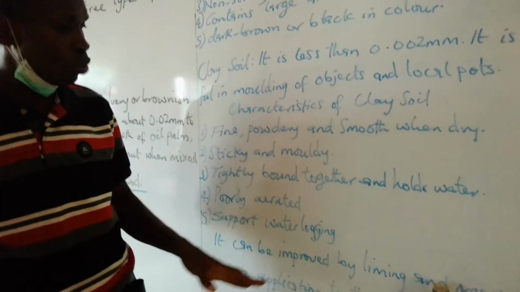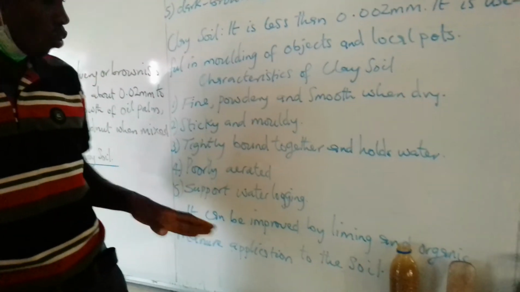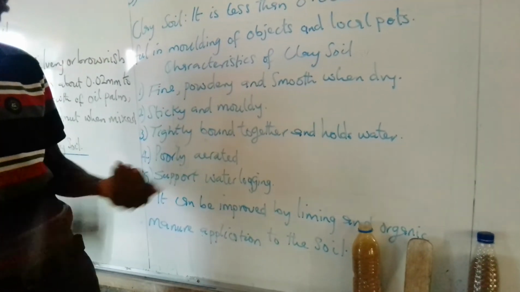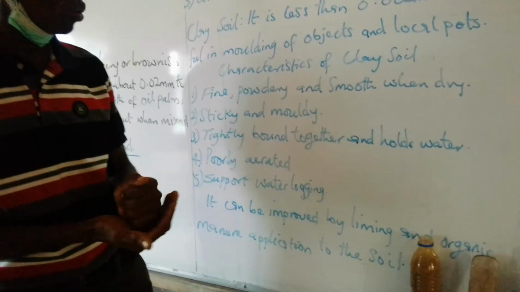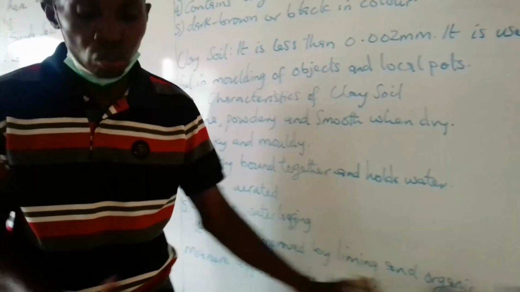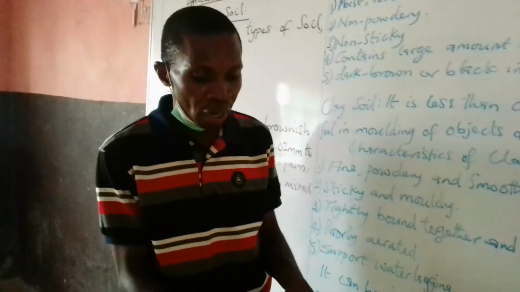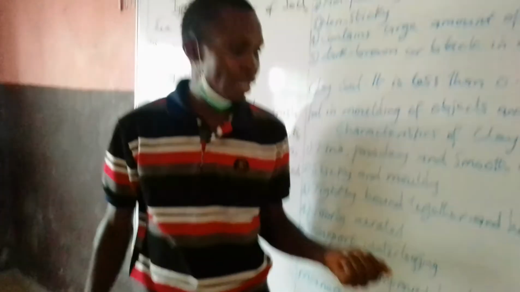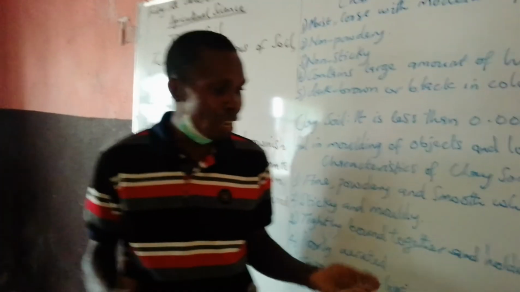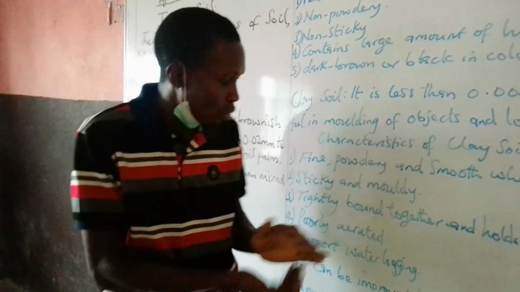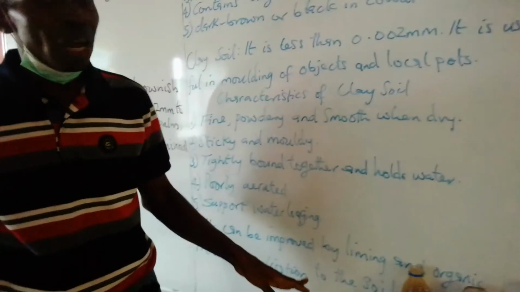Now, it can be improved by liming or organic manure application to the soil. So that is what clay soil is all about. And you may want to ask, is it good for agricultural production? Well, it's not quite good for agricultural production. Why? Because the nutrients there are just slightly available. But you can improve it by breaking it down and applying liming and organic manure.